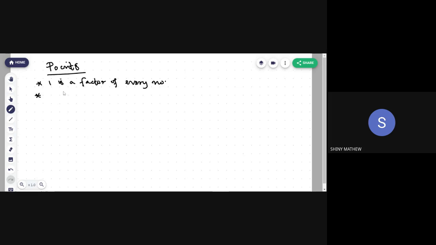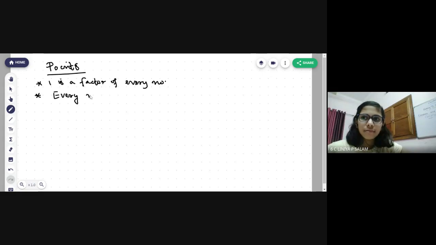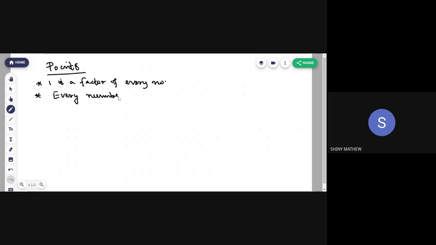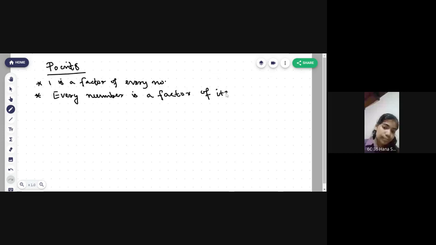One, two, three എന്ന് പറഞ്ഞതിന് പകരം this way the mark you can give. എല്ലാ നമ്പറിലും 1 ഒരു ഫാക്ടർ ആയിരിക്കും. പിന്നെ എല്ലാ നമ്പറിലും ആ നമ്പർ തന്നെ ഒരു ഫാക്ടർ ആയിരിക്കും. So we can write: every number is a factor of itself. All of you study all these points. These are very important. From there, we can see true or false or fill in the blanks questions.